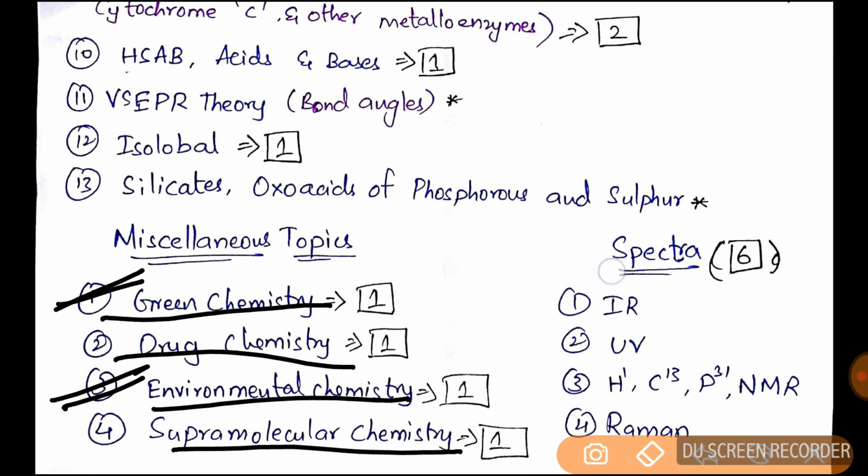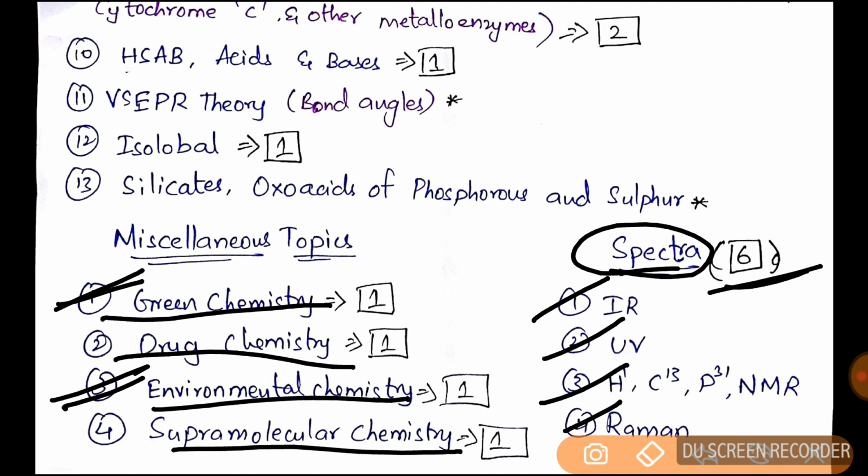And coming to spectra, if you are aware of the basics of spectra, you can attempt 6 to 7 questions easily, because they'll be asking only the basic part of spectra. And the important spectra are IR, UV, H1, C13, P31 NMR, and Raman spectroscopy.